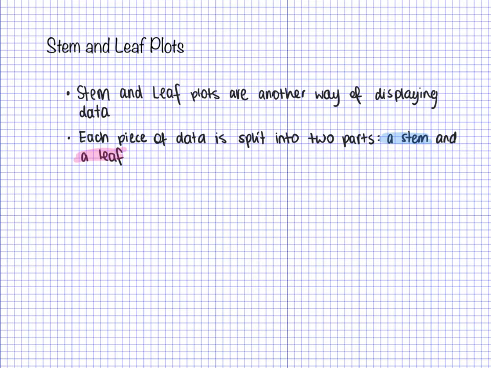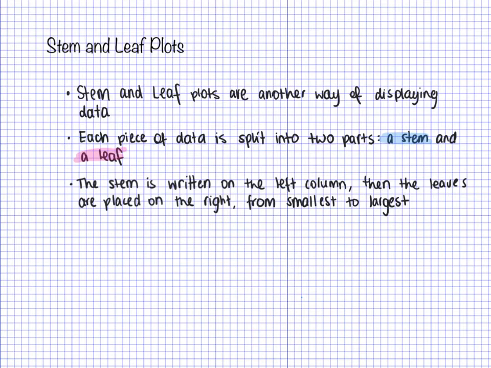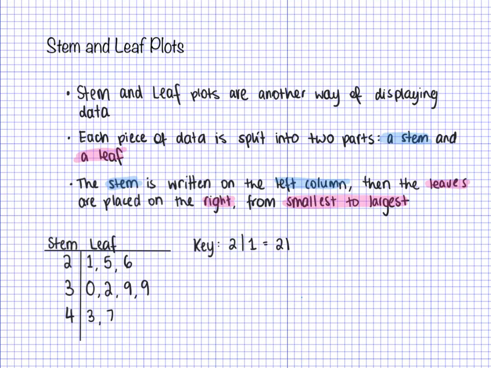Okay, so we're going to be looking at how we set up this stem and leaf plot and how it's structured. The stem is written on the left column and then the leaves are written on the right, from smallest to largest. So it's important to remember that the leaves should be in order. So we've got our stem and leaf plot here. We have the stem on the left. Basically, these numbers here are all part of the stem. And then we have the leaves on the right. So all of these numbers here are the leaves.